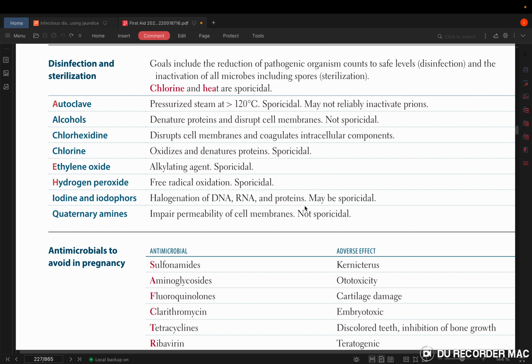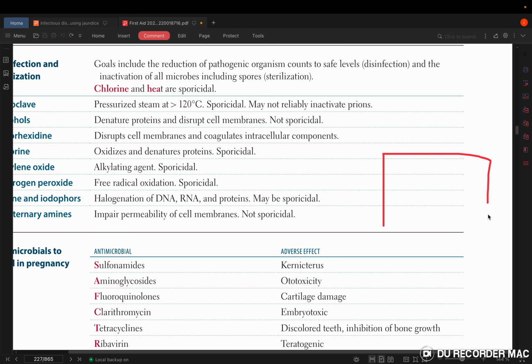Okay? Alcohols. They denature proteins and disrupt the cell membrane. Okay? Denature the proteins and disrupt the cell membrane. Good. So let's speak about the alcohols for a second.